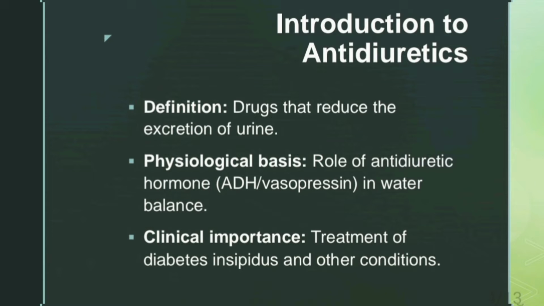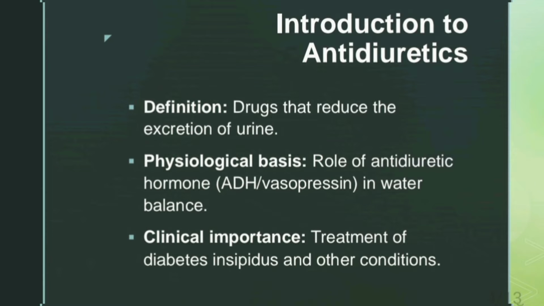Introduction to the antidiuretics. So what is the definition of antidiuretics? Drugs that reduce the excretion of urine. Then the physiological basis: the role of antidiuretic hormone in water balance. Antidiuretics are very important to maintain water balance in the body. Then clinical importance: antidiuretics are used in the treatment of diabetes insipidus and other conditions.